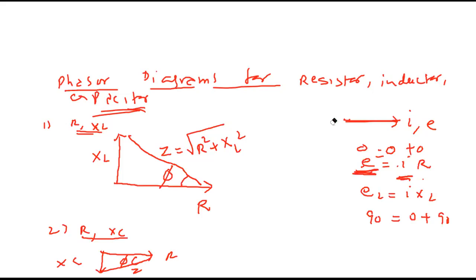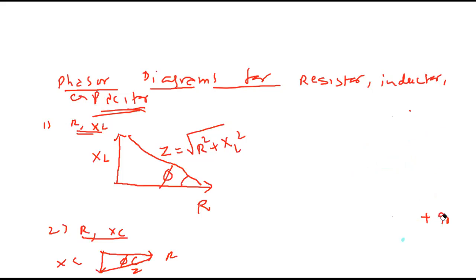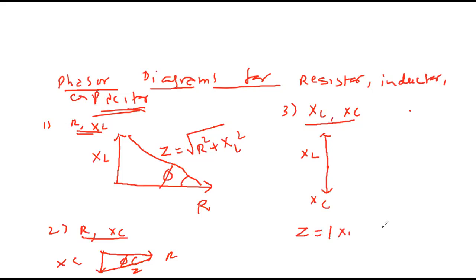So R and XL has the phasor diagram as I have shown in the first one. R and XC has the phasor diagram as shown in the second. Next, see. XL, XC. Now this is XL, this is XC. That means impedance here will be the modulus of XL minus XC, because we don't know who is larger, who is smaller. Okay, just draw these three diagrams.